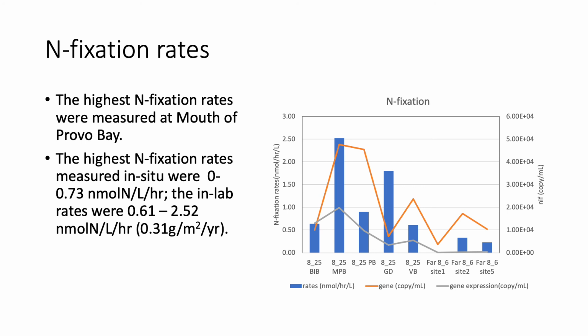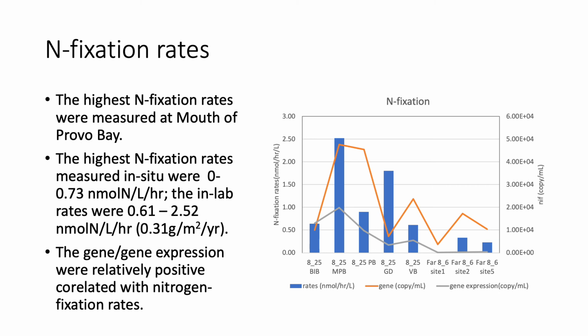So when we use this for calculation, it results in an annual loading of 0.31 gram per square meter per year, and it could bring the lake up to the mesotrophic or eutrophic level during the bloom.